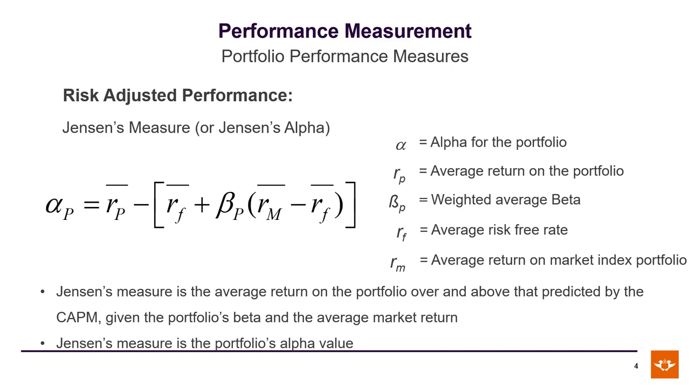Now we're looking at Jensen's measure, or Jensen's alpha, and this is the return that is generated over and above the return predicted by the capital asset pricing model. So if we took the portfolio, its beta, and we compared the return generated using CAPM to the return actually generated by the manager on the portfolio, any positive return is considered active return, and that is Jensen's alpha. Okay, so it's the return that is generated by the manager in excess of the return predicted by the capital asset pricing model, and it's an active return.